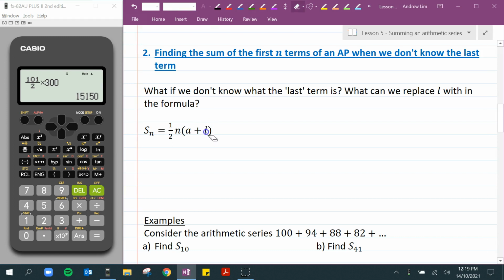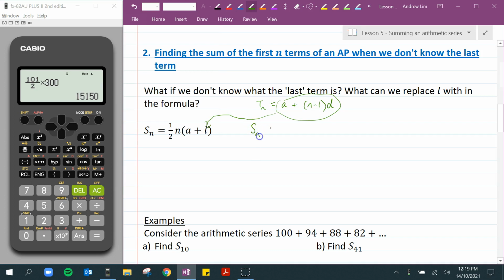Well, that's when the nth term formula comes in handy. We know that the nth term of an AP is a plus (n minus 1)d. The nth term, we can usually refer to as the last term. So what we could do is substitute all of that into where the last term is here. What do we get when we do that?